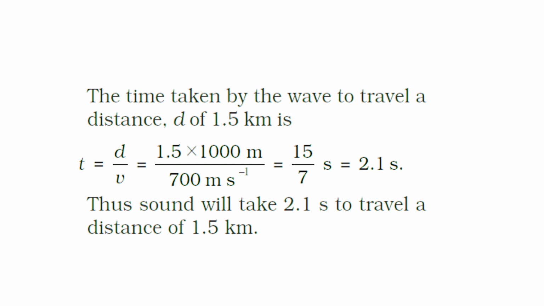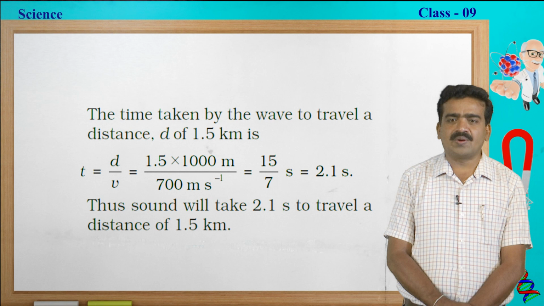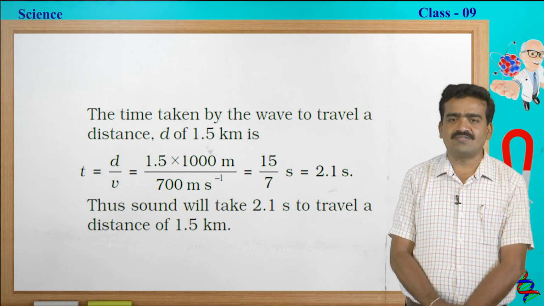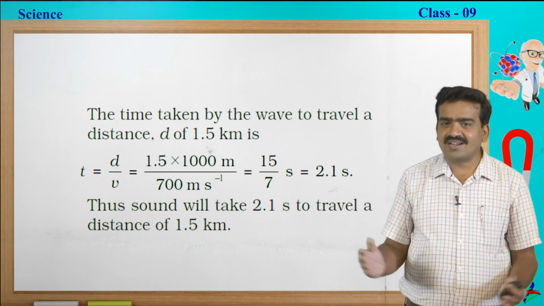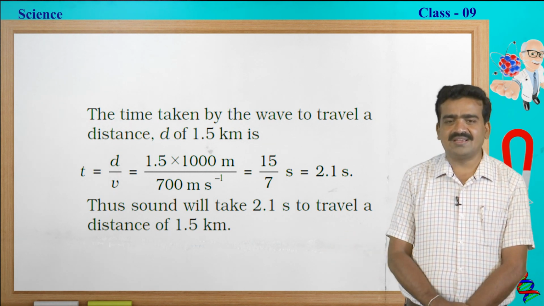You can cancel 2 zeros in both numerator and denominator, finally you will get 15 by 7. After the simplification you will get 2.1 seconds. So, the sound will take 2.1 seconds to travel a distance of 1.5 kilometers. Is it understood? Yes, it is very easy to calculate.